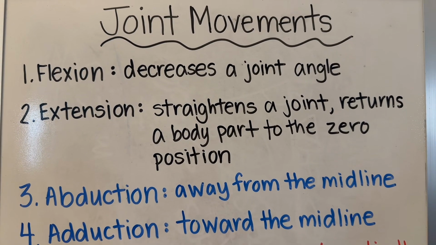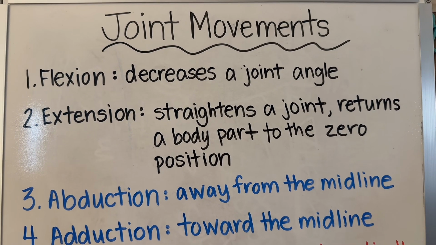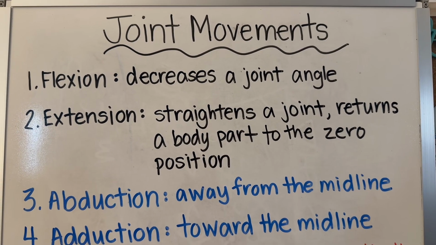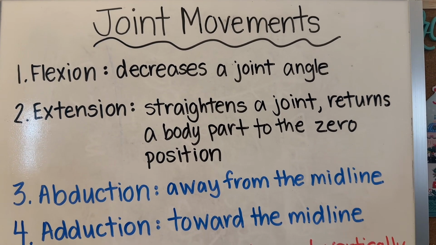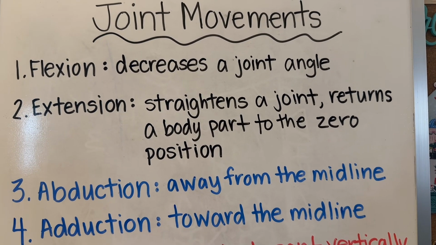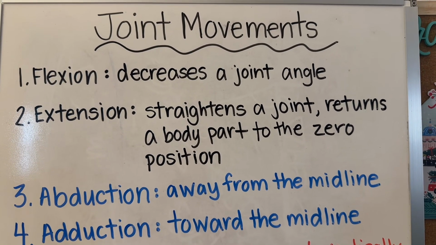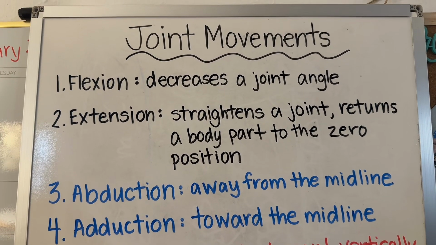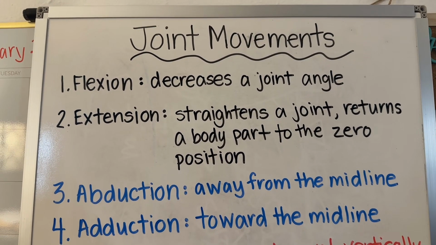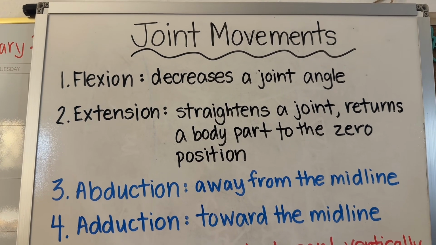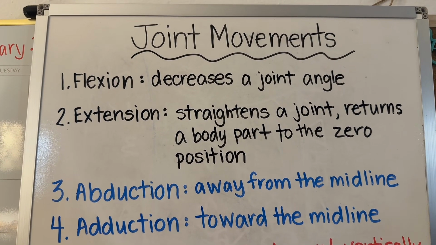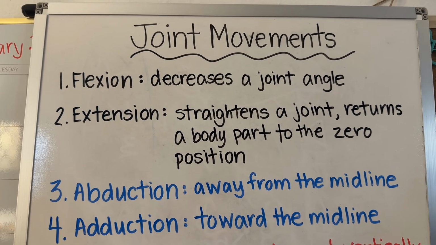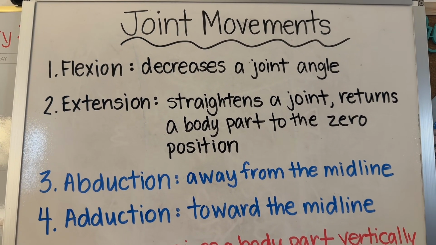First up we have flexion, which is a movement that decreases a joint angle, and extension straightens a joint, returns a body part to the zero position. The zero position just refers to when someone is standing in anatomical position. So joint movements can be described as deviating from the zero position or returning to it.